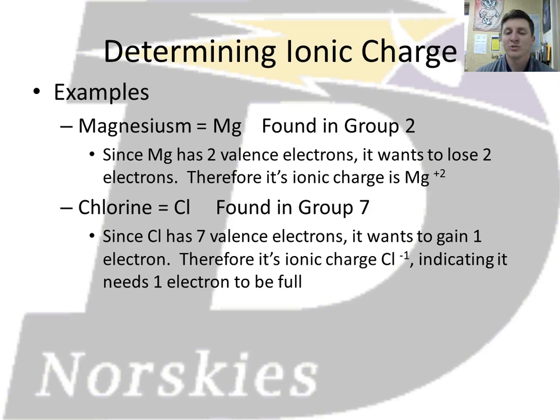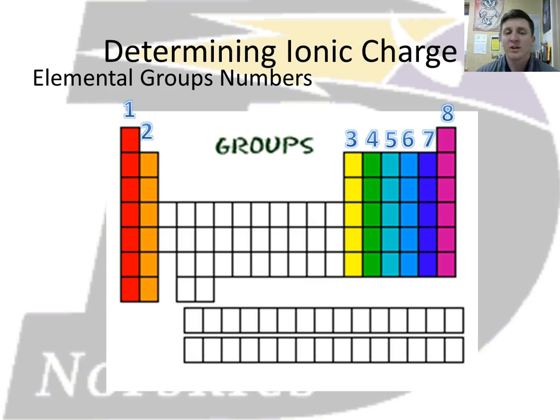If it is closer to the opposite end of the spectrum, where it's closer to 0, or 8 the other way, it will want to basically get rid of those electrons. So just kind of keep that in mind. And this is going to be something that you work on with ionic compounds later on in the unit as well. So again, here's the groups.